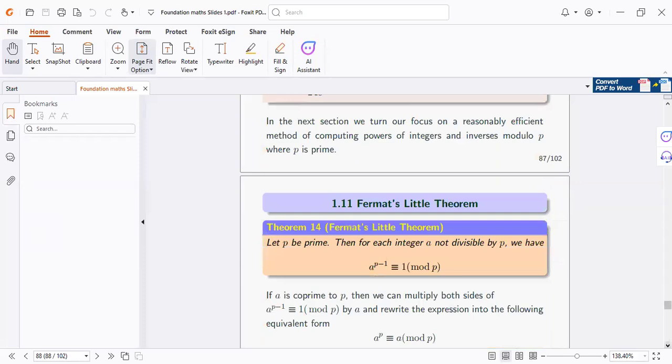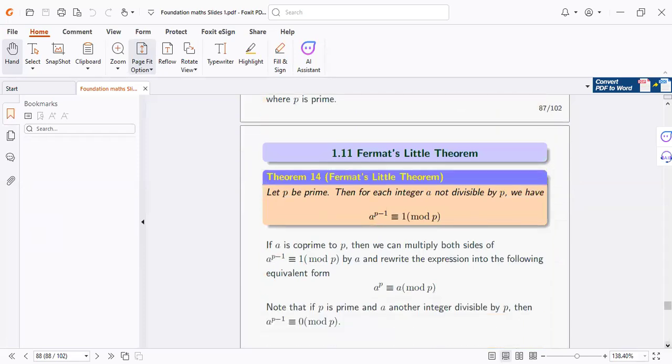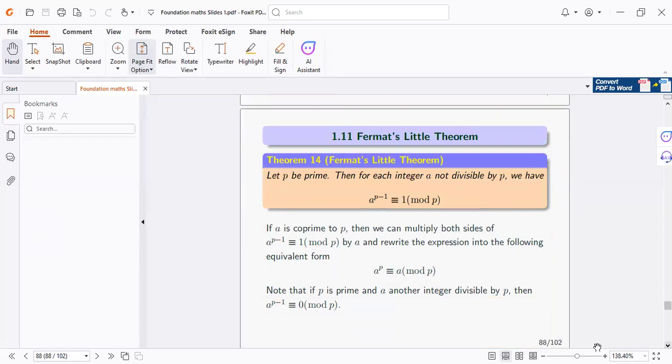Now, let's look at Fermat's little theorem, which we shall use to get the inverse. And this is the statement of Fermat's little theorem. It says, if P is a prime number, then any integer which is not divisible by P, if we have any integer that P cannot divide, then we can write this.